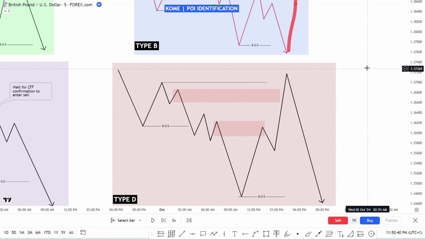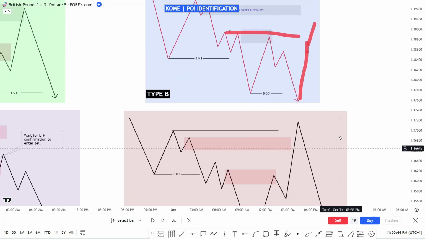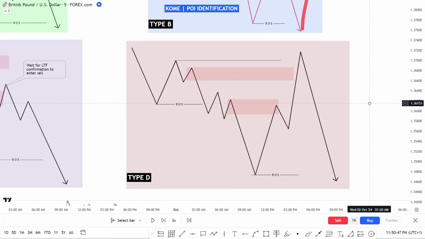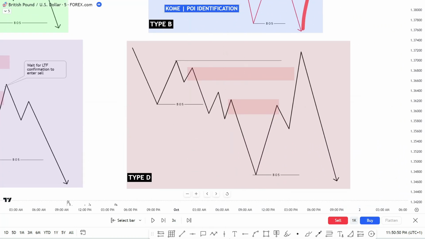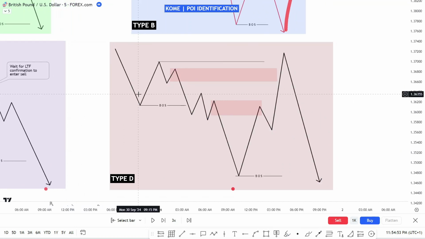If you notice, it is similar to the last example I gave, but let me show and share this with you. Two things are happening right now. The first is that we already have what? We already have this as a break of structure. Okay, so lastly, with this type D example, the first thing we must pay attention to is this.